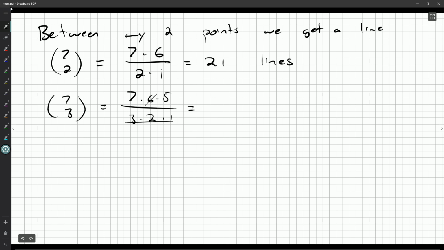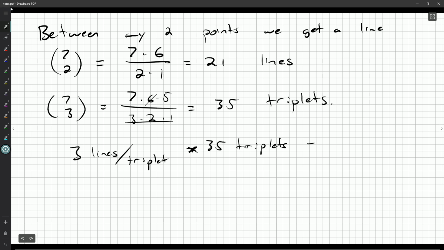And that cancels out with that, so 35 triplets. Okay. Now each line appears in triplets. How many times does each line appear in a triplet? Well, there's 3 lines per triplet times 35 triplets. So that gives me 105 lines.